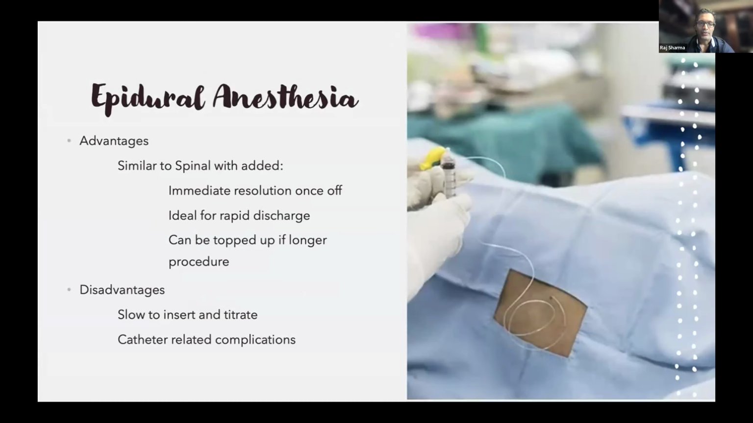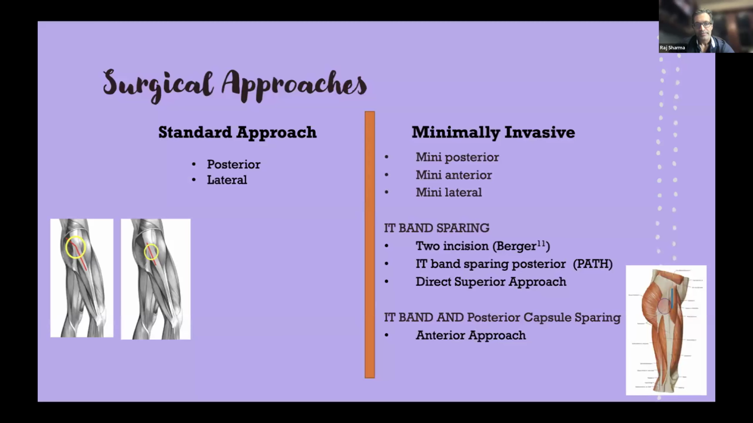And there can be some catheter-related complications. In terms of surgical approaches, this is not a talk on surgical approaches, but there's a whole type of different ways. The general broad category ways of the standard approaches like posterior and lateral, we saw that in our poll as well. And other types of approaches are some of the minimally invasive, so mini posterior, mini anterior, mini laterals.